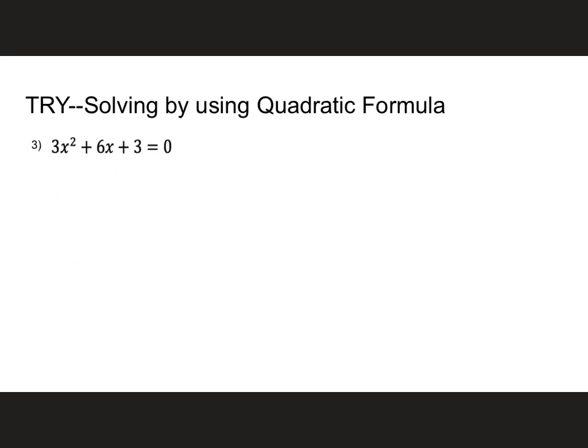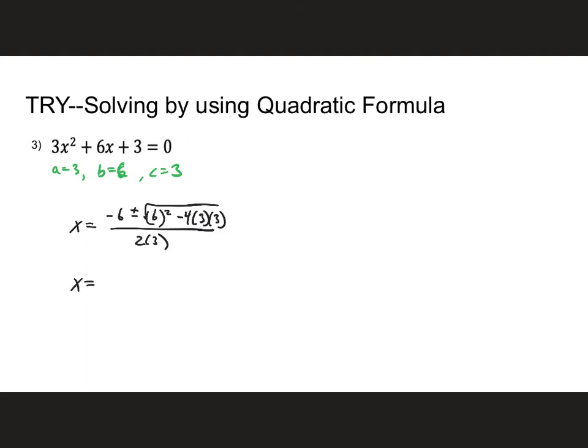Number 3, this one's already set equal to 0. So we just identify a, b, and c. And I see that x is equal to the opposite of b plus or minus the square root of b squared minus 4 times a times c all over 2a.